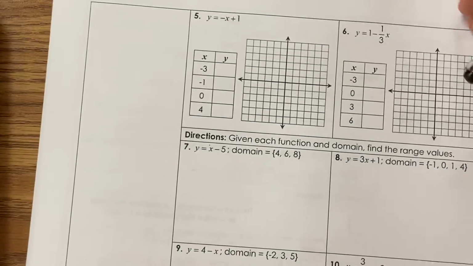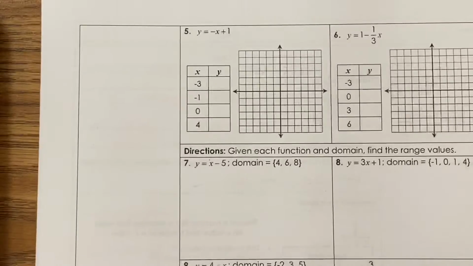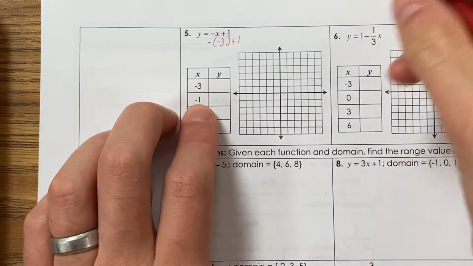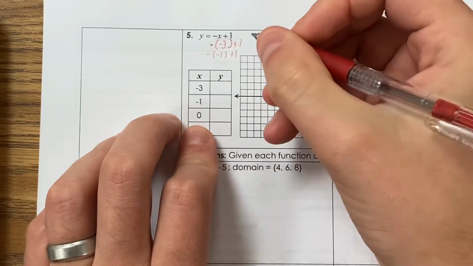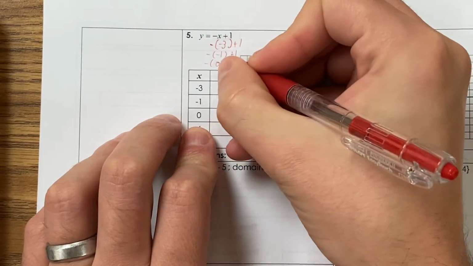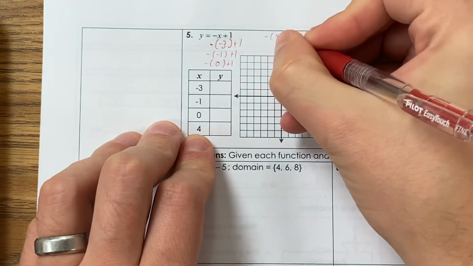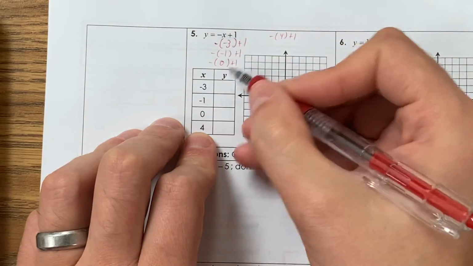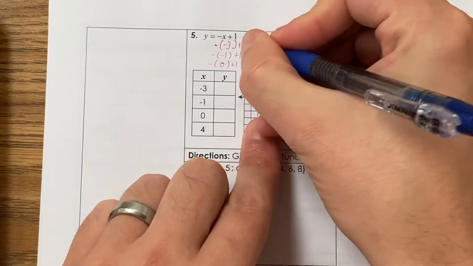And then there's 2 more on here. So negative 3 plus 1, negative 1 plus 1, negative 0 plus 1, and negative 4 plus 1. Those are the things, right? Negative 3, negative 1, 0, 4. Feel free to pause or rewind at any time you need to if I'm going too fast.